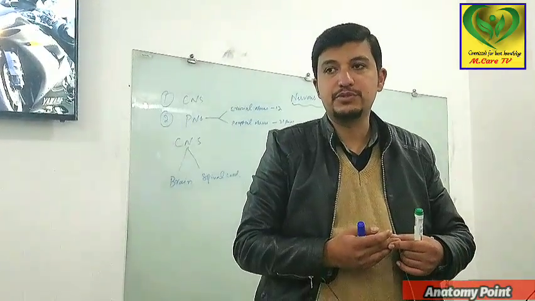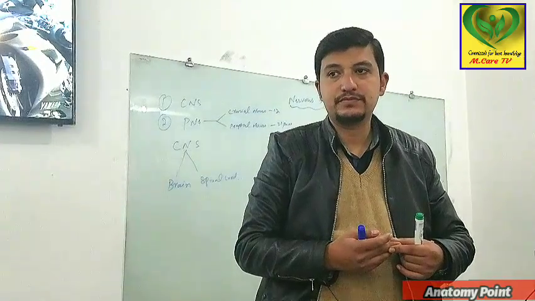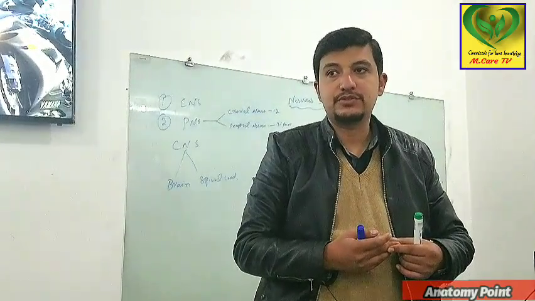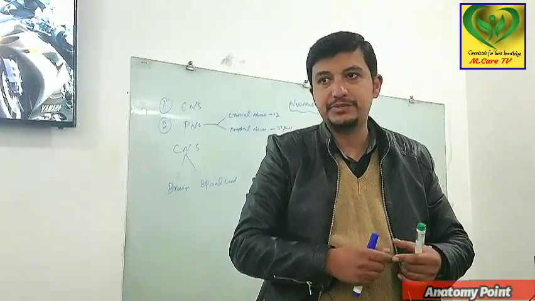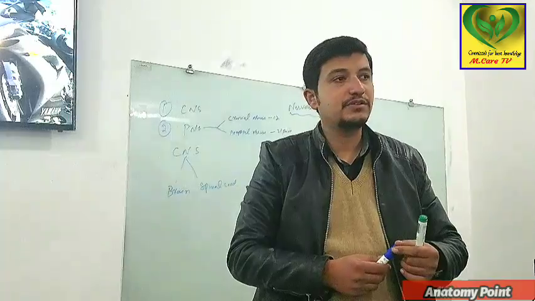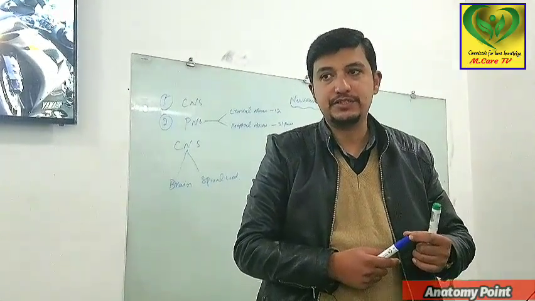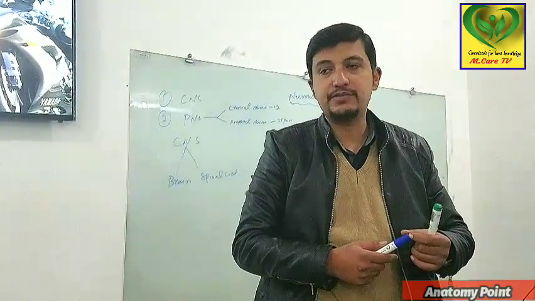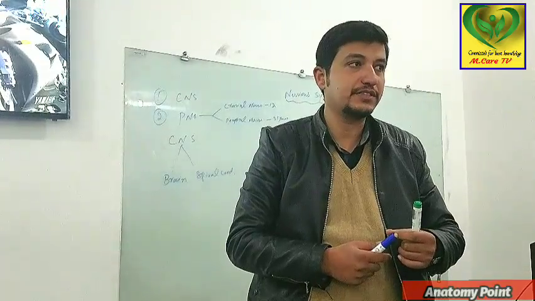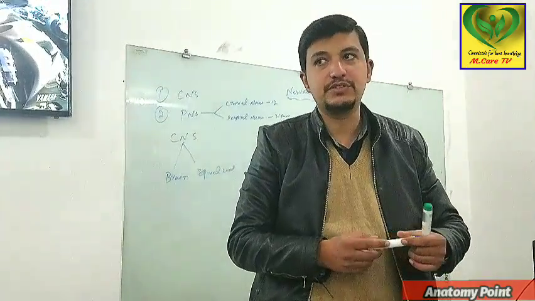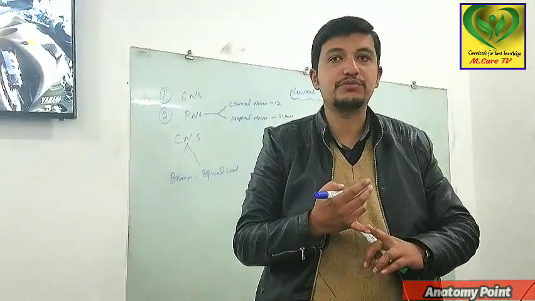Olfactory, optic, oculomotor, trochlear, the fourth one. Then the fifth one, the trigeminal, then abducent. Seven is the facial. Then vestibulocochlear. Then the ninth one is the glossopharyngeal. 10th is the vagus, 11th is accessory, and 12th is the hypoglossal. So there are 12 cranial nerves. You should know these cranial nerves on your fingertips.